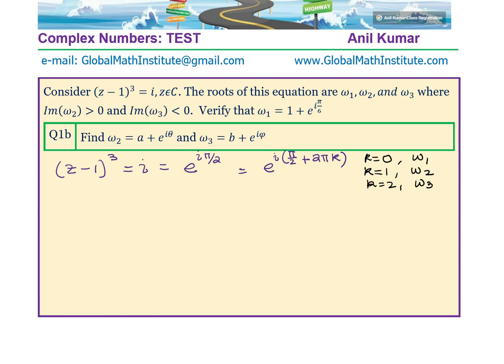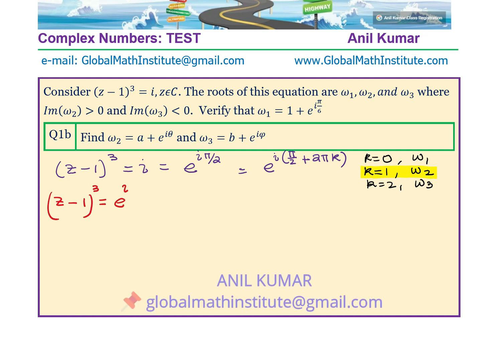Now, since we already have omega 1, let's go for omega 2. That is, we'll put k equals 1 in this equation. So we have (z minus 1) whole cube equals e to the power of i (pi by 2 plus 2 pi). Perfect. Since we have k equals 1, we are trying to find omega 2. So that is the whole idea, right?